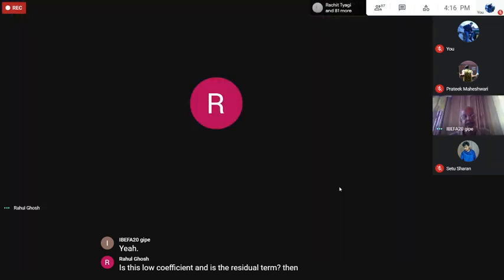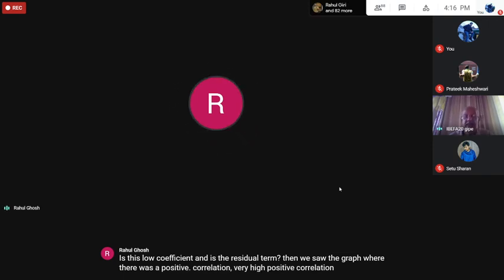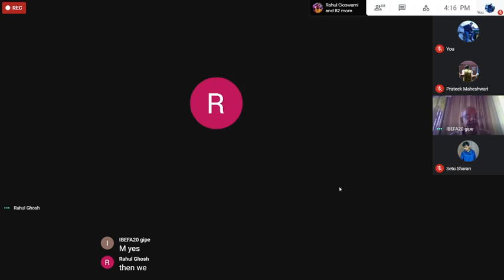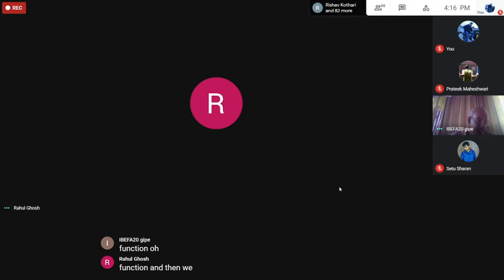Then we saw the graph where there was positive correlation, very high positive correlation. Then we used the LM function, and then we used the data table.